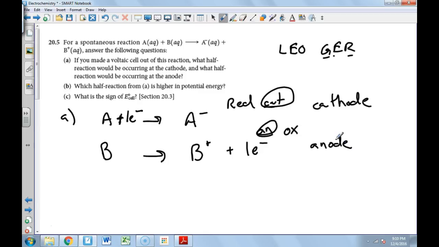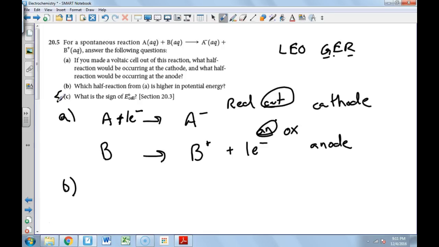So that tells us which one is happening where. Now for the second one, it says which one is going to have a higher potential energy. Well, it's almost like we have to answer part C first. Okay, life isn't perfect, so you just kind of make it work. So let's answer question C first.